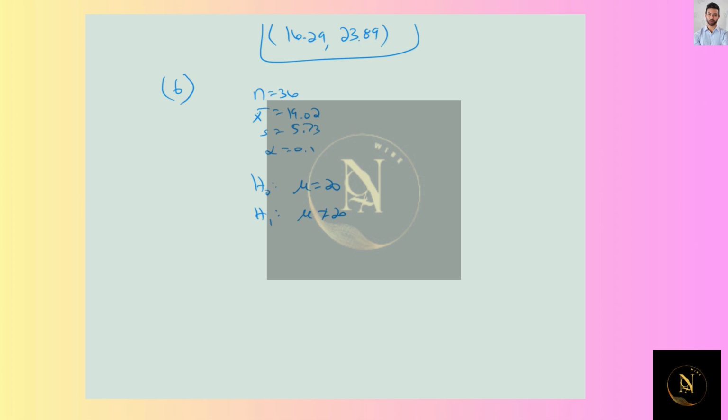And so since the sample size is large and we do know the population standard deviation, no, we don't actually. We should use a t-score. Again, I'm going to go with the t-score because we do not know the population standard deviation. And so that's going to be x bar minus mu over s over the square root of n. And so that's going to be 19.02 minus 20 over 5.73 over the square root of 36.